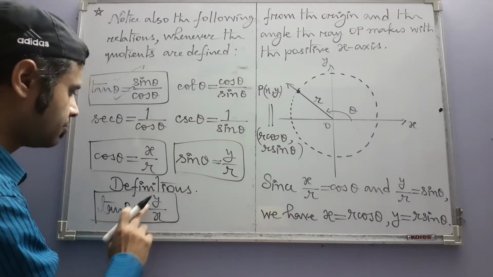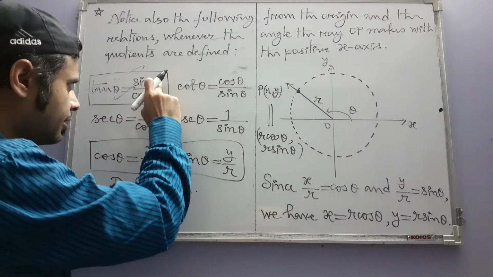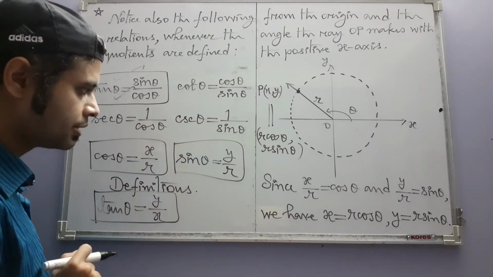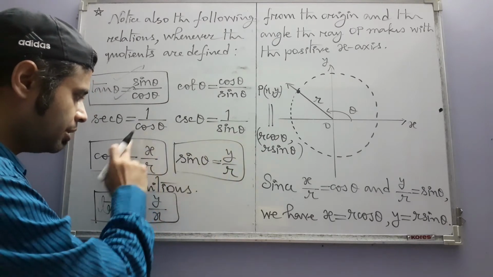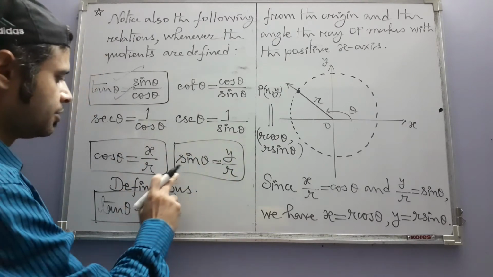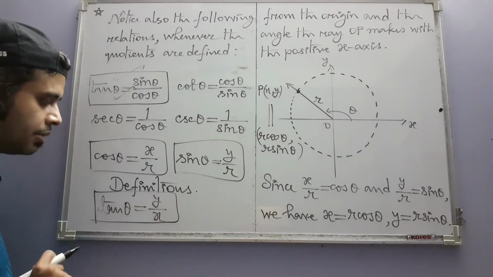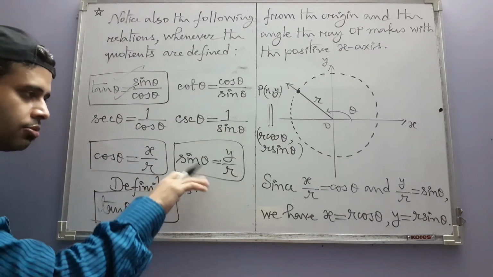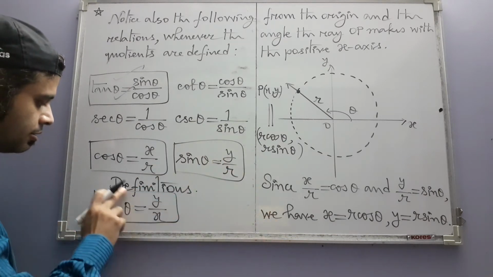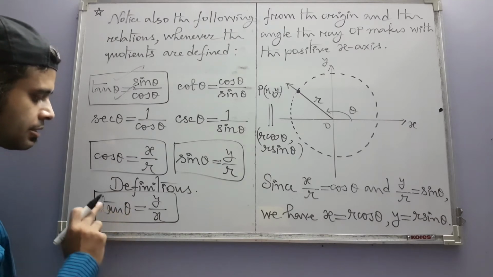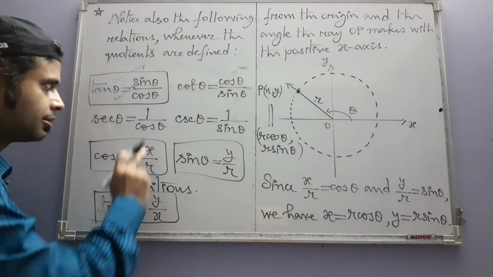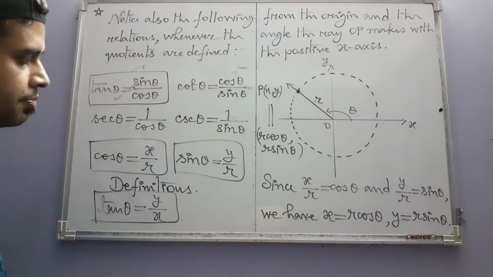For example, you can actually calculate sine theta divided by cos theta using these meanings of sine theta and cos theta. You will see that you get y divided by x, which according to your definition again is tan theta, which is just another name given to this quantity. That is why you are getting this.